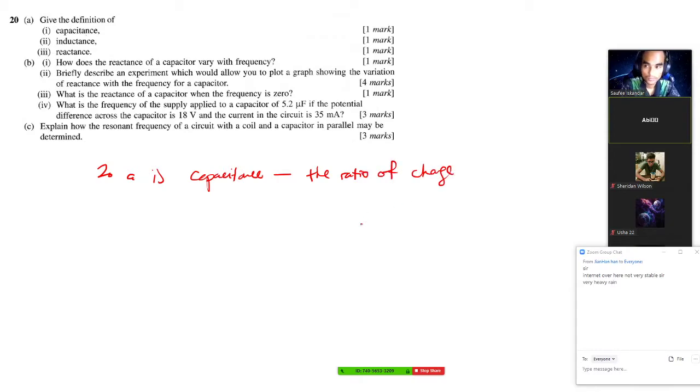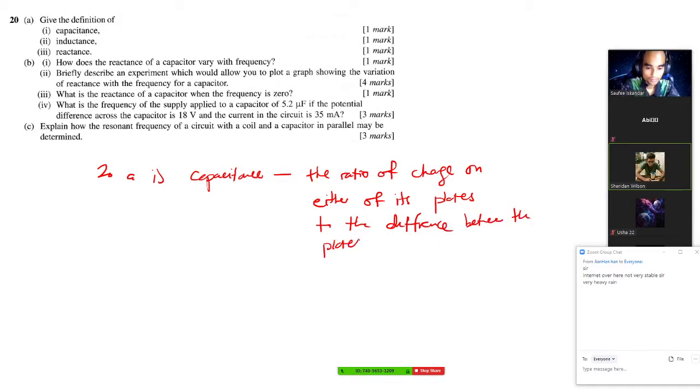Capacitor or capacitance? Capacitance is not the capacitor, which is a device. Capacitance of a capacitor is the ratio of the charge on a plate of the capacitor to the potential difference between the plates. Okay, correct.